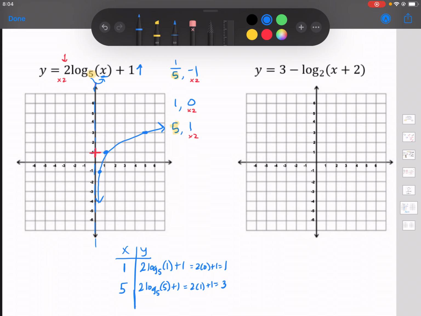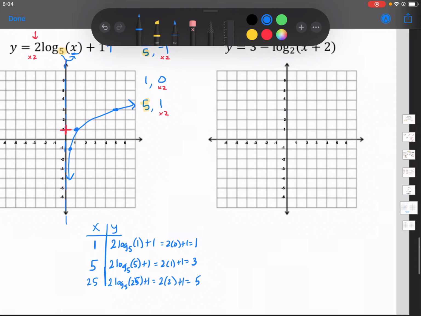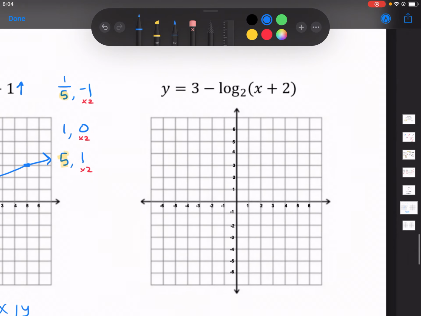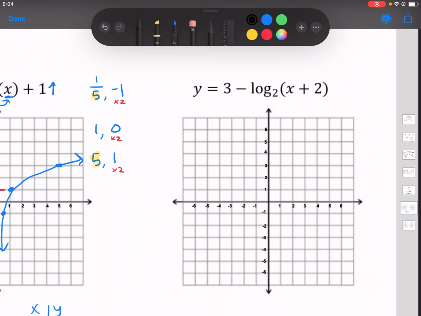If you want another one, what I often do is I figure out what makes it a fraction, or I'll just do a really big one, like 25. I know 5 squared is 25. And then I can do log base 5 of 25 plus 1. And that would give you 2 times 2 plus 1, which is 5. So pick whichever method you want to do, but that's kind of how I sometimes do the table method. Let's go ahead and do another one using both methods.